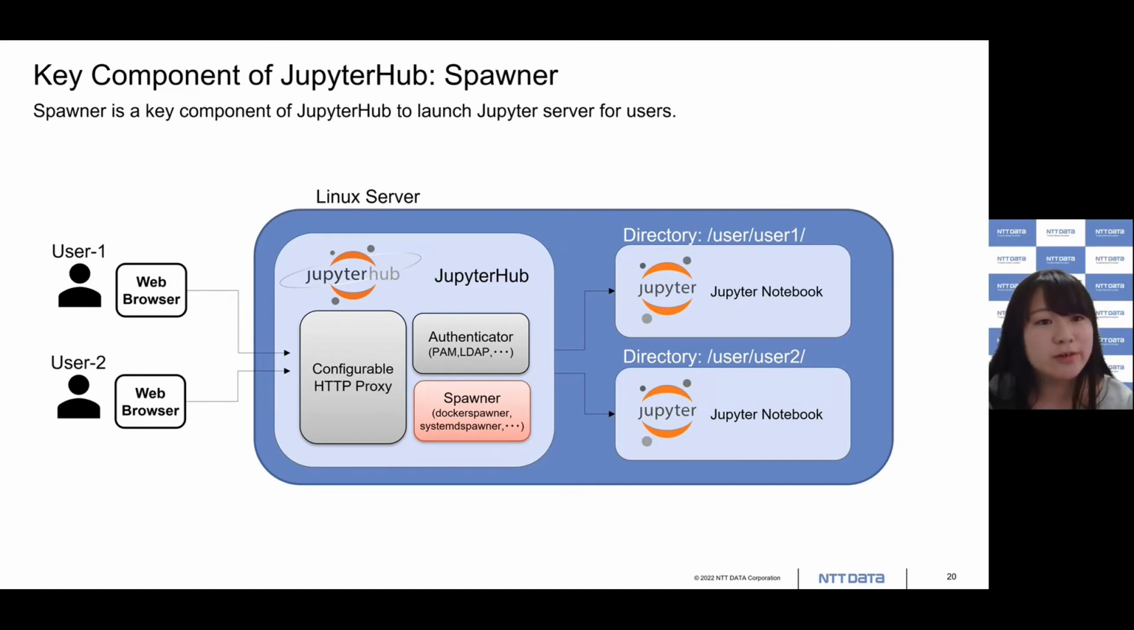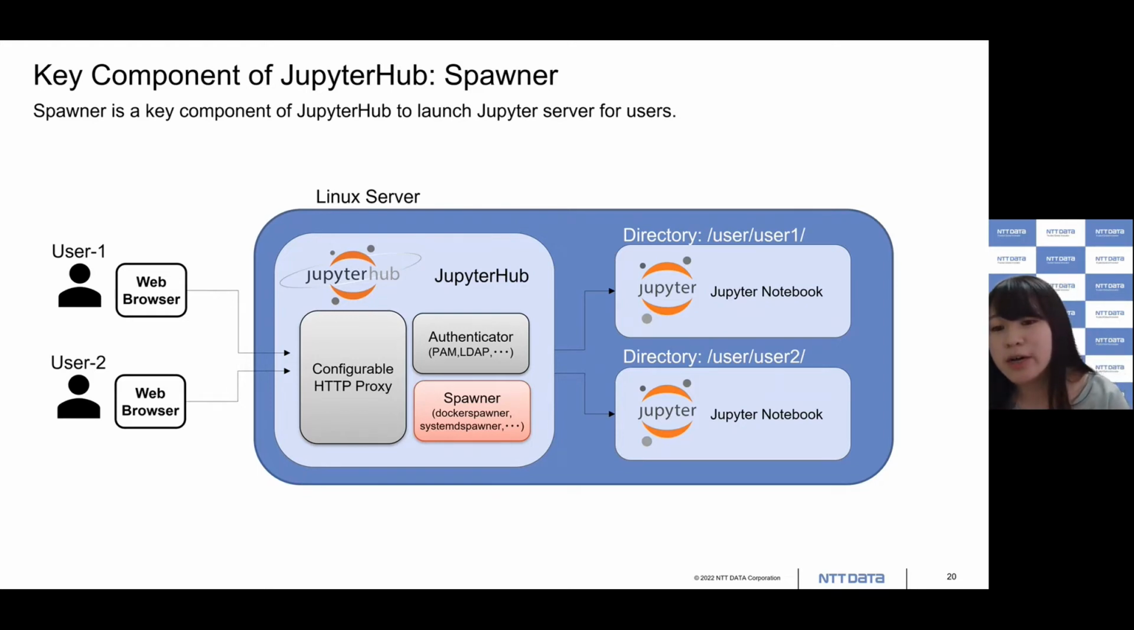A key component of JupyterHub. JupyterHub has three components. First one is the HTTP proxy, which I already explained on the previous page. Proxy accepts a web browser connection. Second is the authenticator. As I explained on the previous page, when a new user logs into JupyterHub, the authenticator checks the username and password.